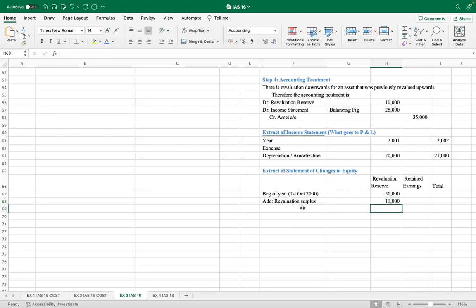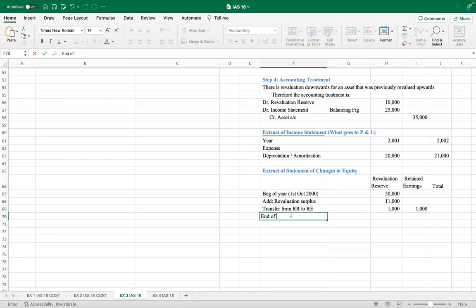And then transfer from revaluation reserve to retained earnings. We are transferring 1,000 from revaluation reserve and we are taking it to retained earnings. So what is the balance at the end of the year? End of year one.